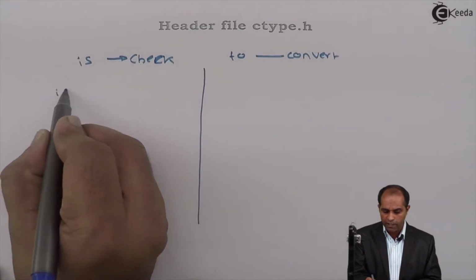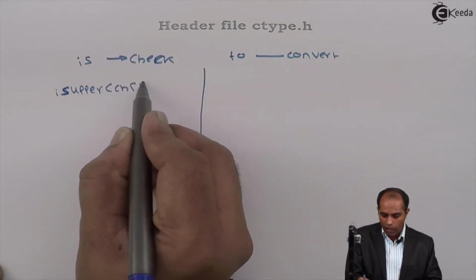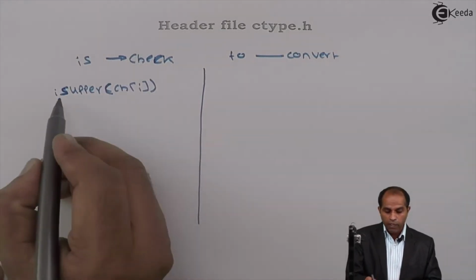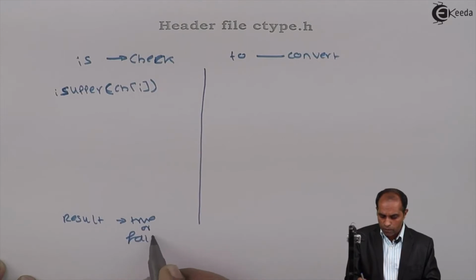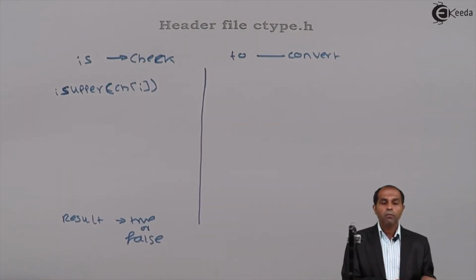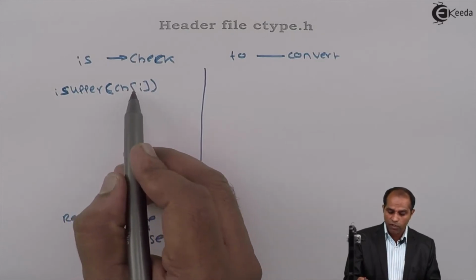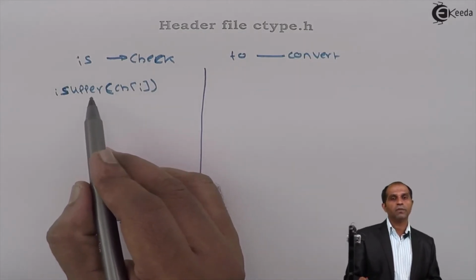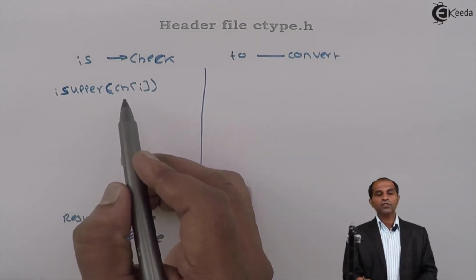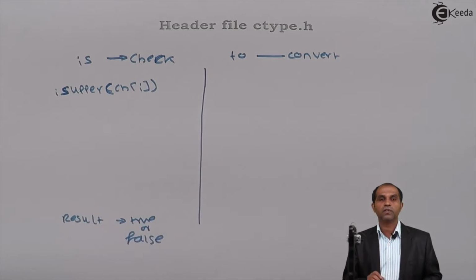Hence, I'll say is upper of ch of i. Before I go ahead, the result of this function is either true or false. The functions will not produce multiple results. When I say is upper, it checks whether the contents of ch of i are an alphabet and belong to the upper case, that is capital letters. If ch of i is an alphabet and a capital letter, then this function returns true. Otherwise, it returns false.